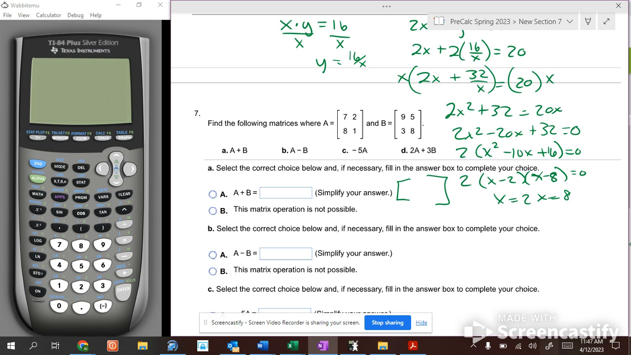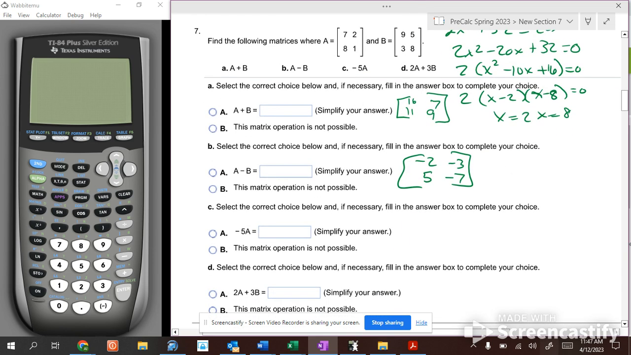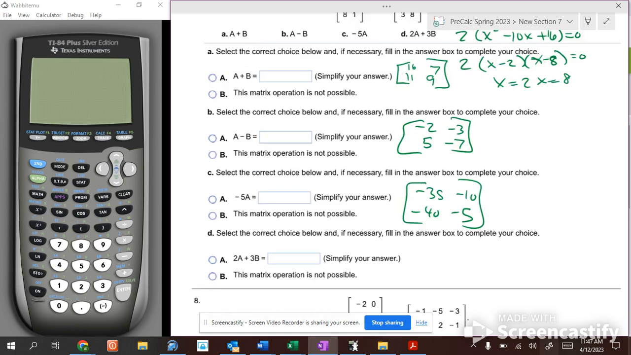So 7 and 9 make 16. 2 and 5 make 7. 8 and 3 make 11. 1 and 8 make 9. A minus B is negative 2, negative 3, 5, negative 7. Negative 5a, you just multiply each of those by negative 5, so it's negative 35, negative 10, negative 40, negative 5. And 2a plus b, you take 2 times the a's, 3 times the b's, and you add them together.